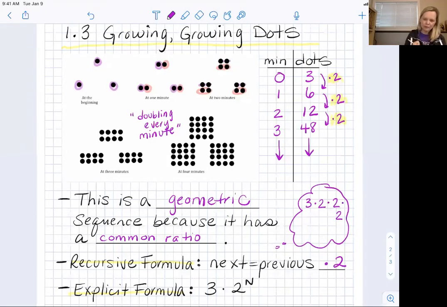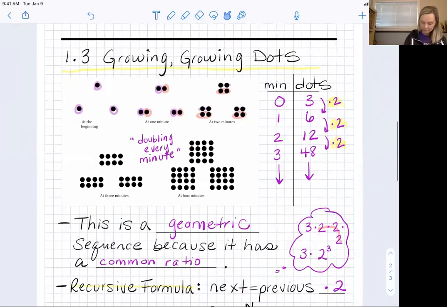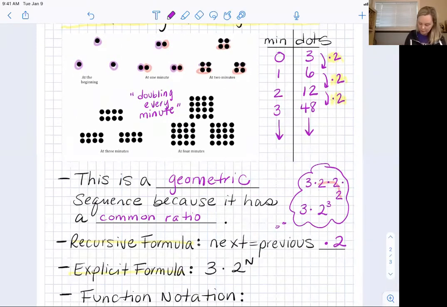So if I think about it like this, I want you guys to remember that when we use exponents, we can say that's 2 times, now this group right here, these 3 2's, 2 times 2 times 2, I can write as 2 to the 3rd power. So what we eventually came to as we were thinking about the explicit formula here was we needed to use exponents to simplify that repeated multiplication. So we came up with a formula that said 3 times 2 to the n power.